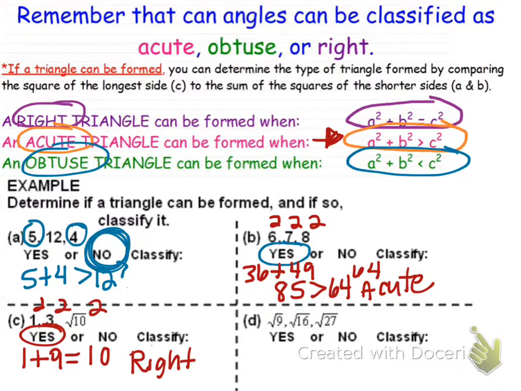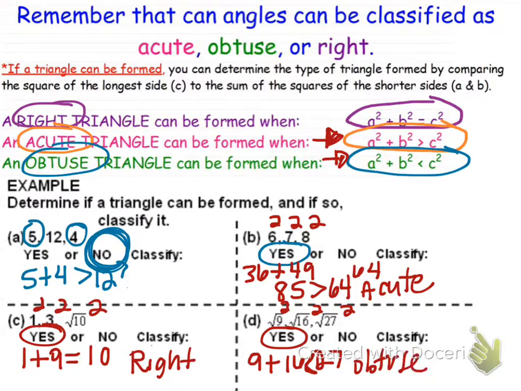And this last one, if you type all these in the calculator, it does make a triangle. So now I'm going to square all of them. Okay, well the square root of 9 times the square root of 9 is 9. The square root of 16 times the square root of 16 is 16. And the square root of 27 times the square root of 27 is 27. And 9 plus 16, that's 25, is less than 27, and remember, up here it said that it was going to be obtuse.